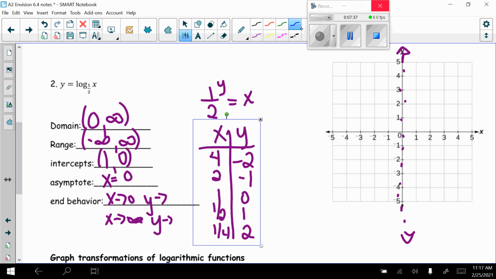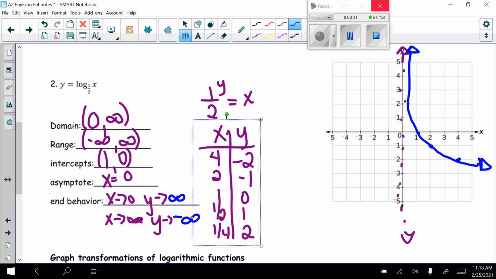Now I'm going to plot these points. So over 4 down -2. Over 2 down -1. 1, 0. 1/2, 1. 1/4, 2. So this is my graph this time. So now let's talk about end behavior. So this time, as x's are approaching 0, my y's are actually getting bigger. My y's are approaching infinity. As my x's are getting bigger, as x approaches infinity, my y's are getting smaller, negative infinity.